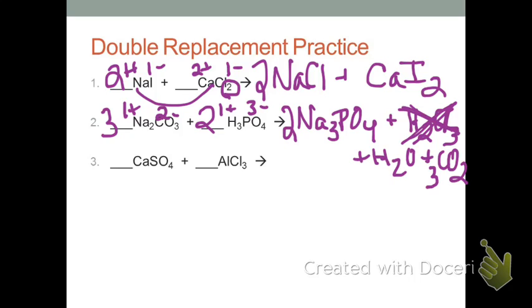That means I have 6 hydrogens, so I must need a 3 here. That gives me 3 oxygens, 6, 9. Yep, we're all good there.